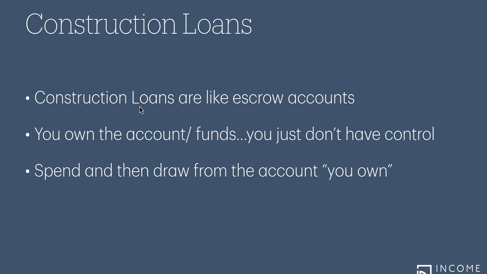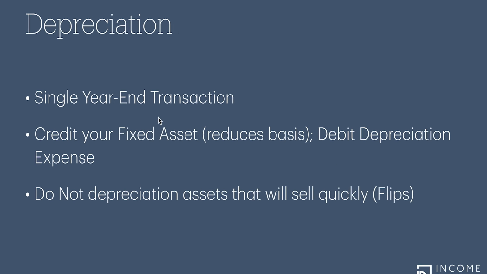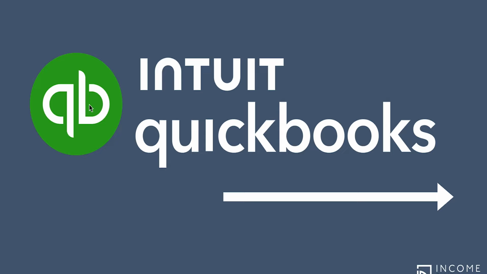We own that money, we just don't have control over it. So we're going to spend from that and then draw from that account. All right, that's how we do construction loans. Depreciation is really easy. We're going to do a single year-end transaction to pull in all of our depreciation, credit our fixed assets, debit our depreciation expense, and we will not depreciate our assets itself quickly like our flips. All right, let's see this in action within QuickBooks.